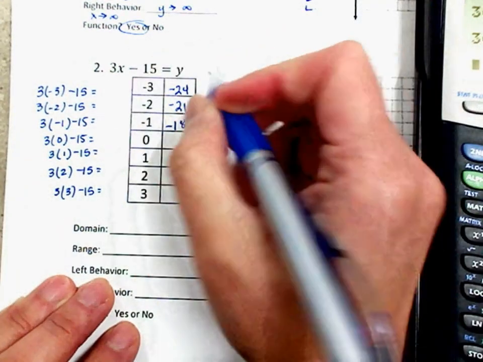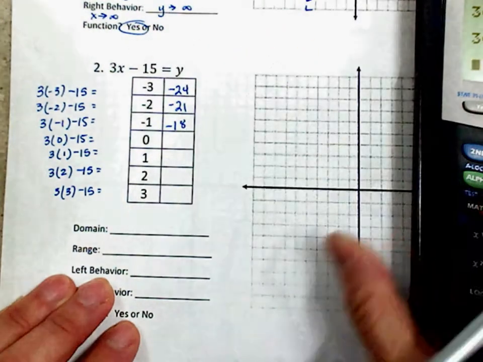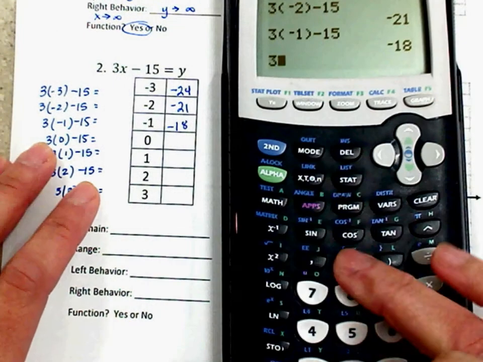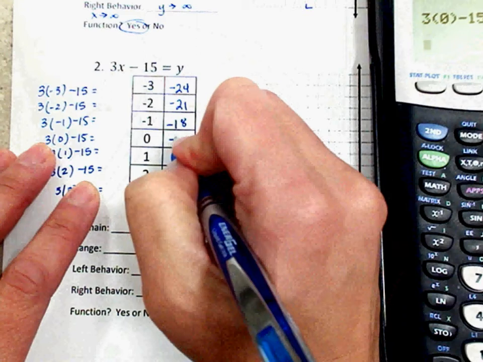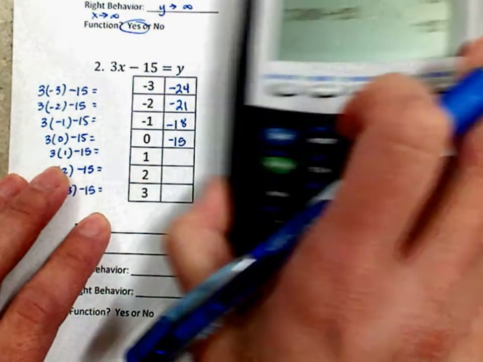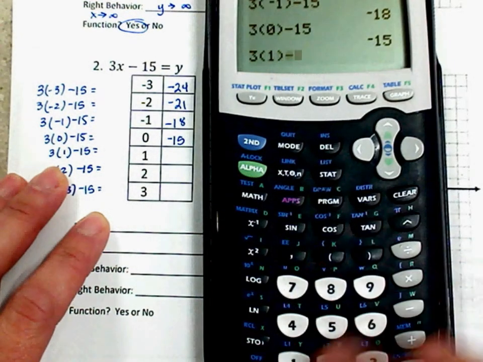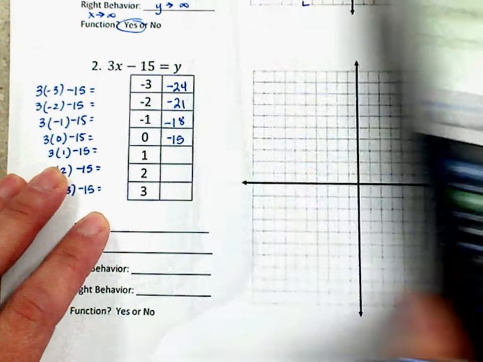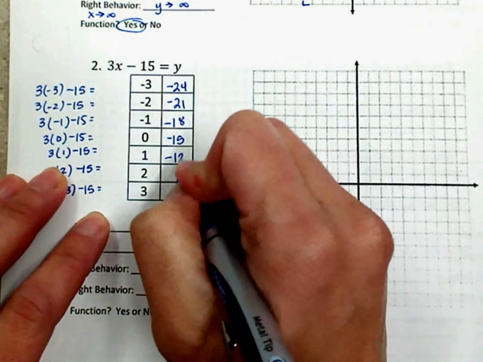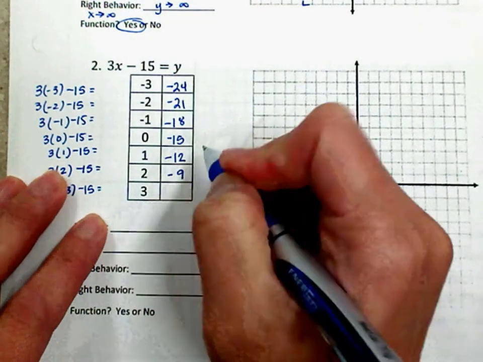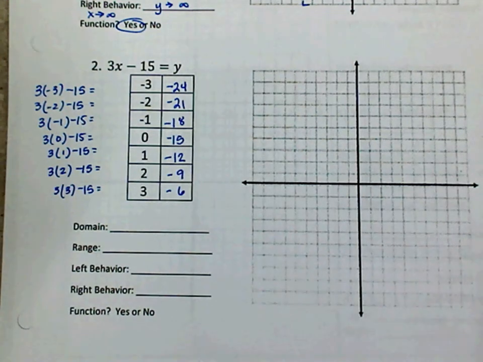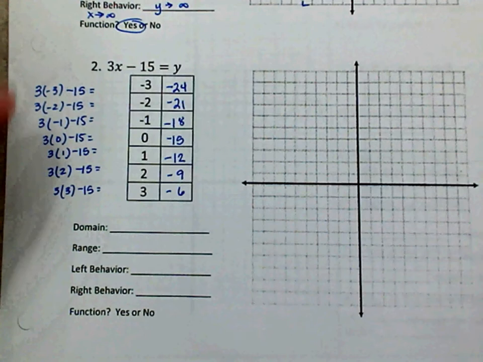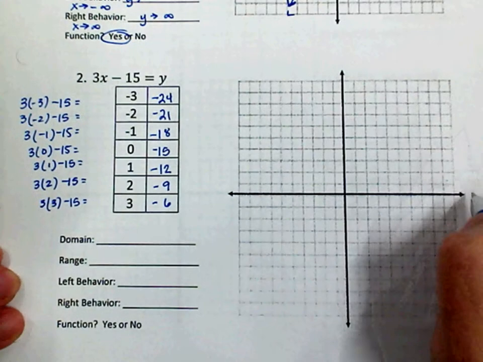You guys starting to see a pattern, how I'm adding 3 every time? 3 times 0 minus 15. Okay, keep going. 3 parentheses 1 minus 15, negative 12. Keep going. Negative 9, negative 6, just like that. Just keep typing them in. All right, this is your x, here's your y.